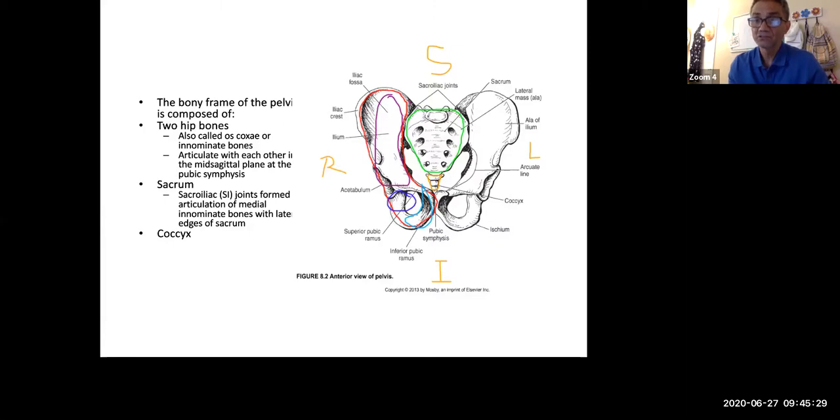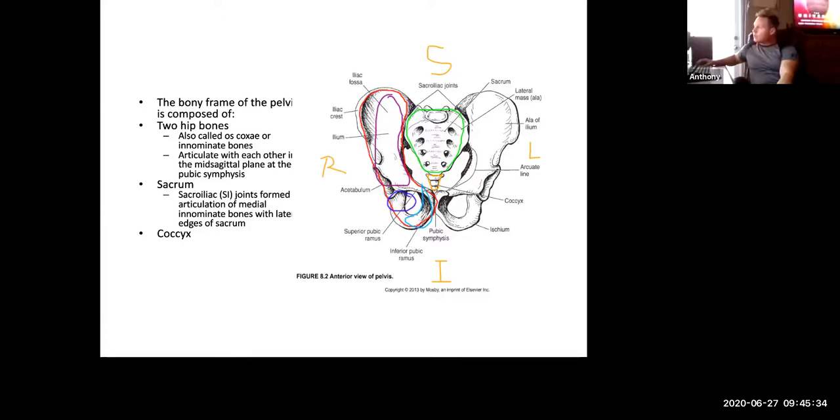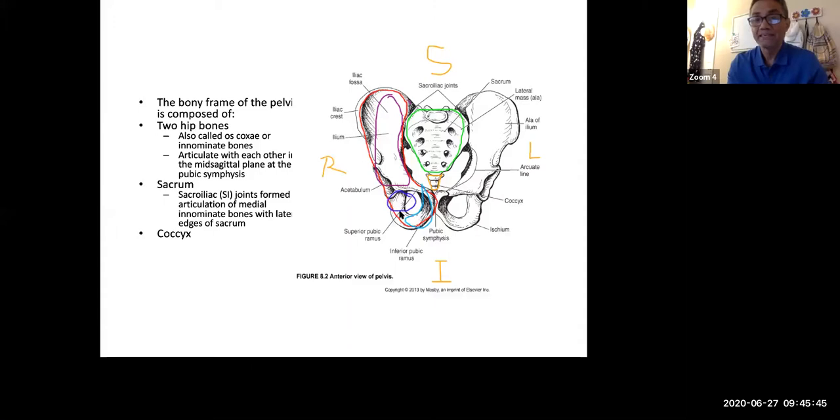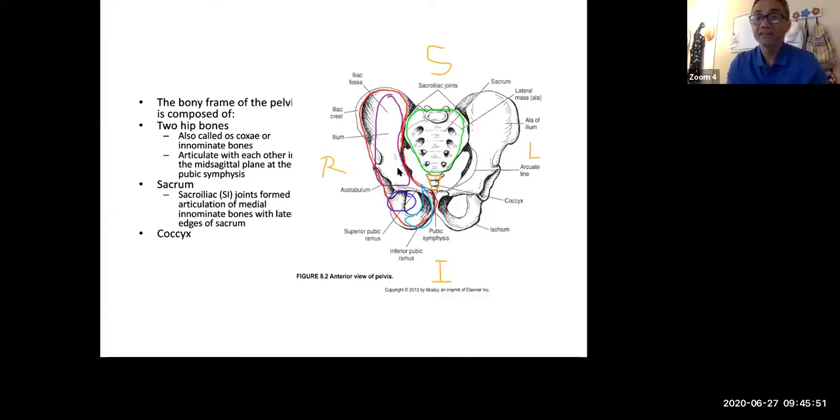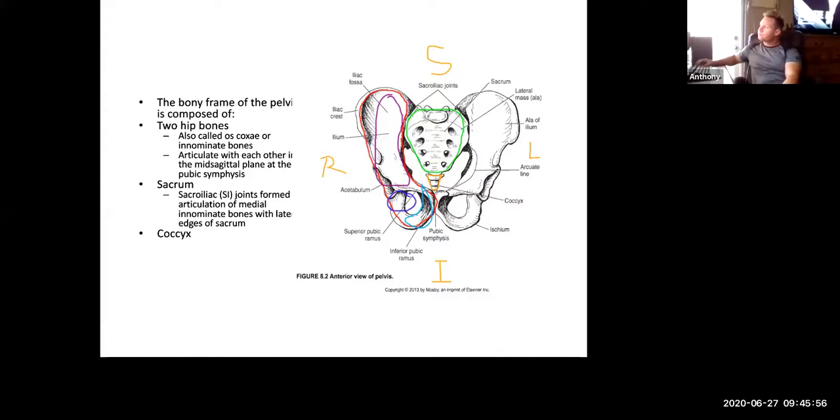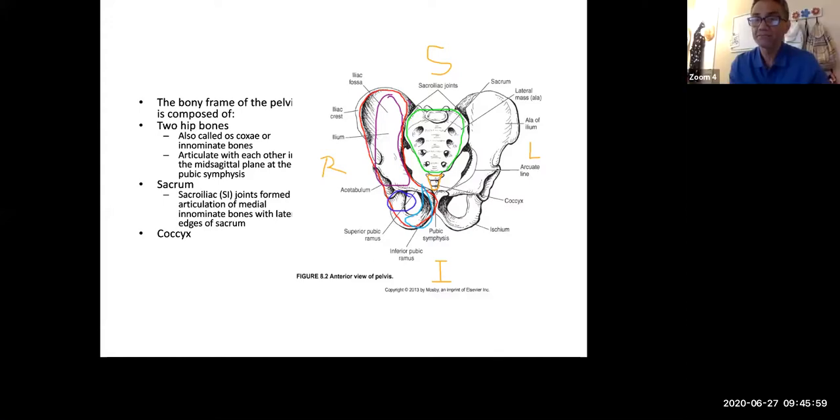Mr. Anthony, what are those 3 fused bones? They are the pubis, the blue one is the ischium, and then all the way towards superior is the ilium, or the iliac bone. Ilium, ischium, and pubis.